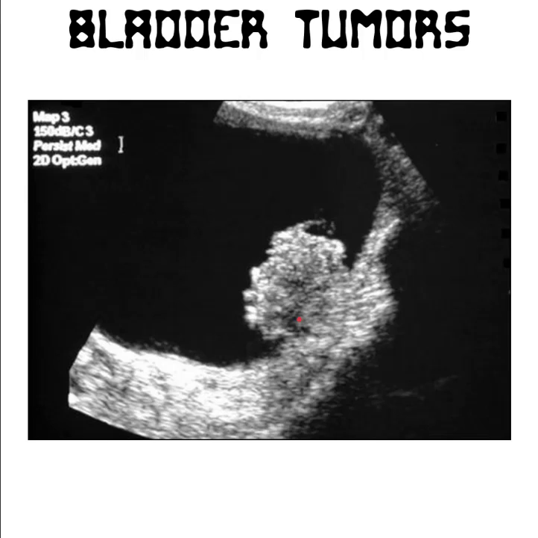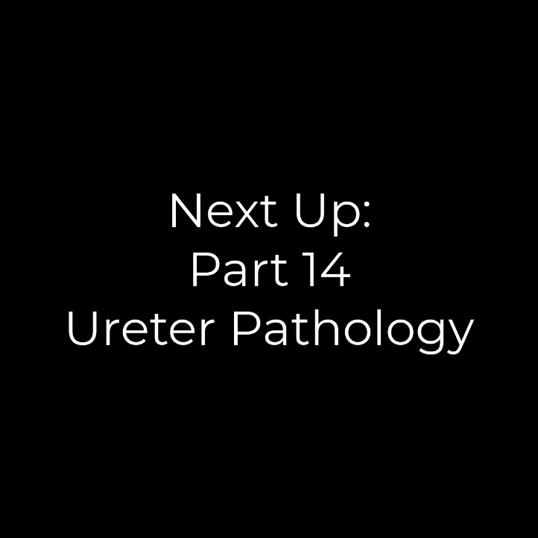And they're pretty hard to miss unless you don't look all the way through the bladder. So make sure you're sweeping superior to inferior and left to right, right to left, all the way through. And that is the end of our bladder pathology. We are going to move to our last section, ureter pathology.